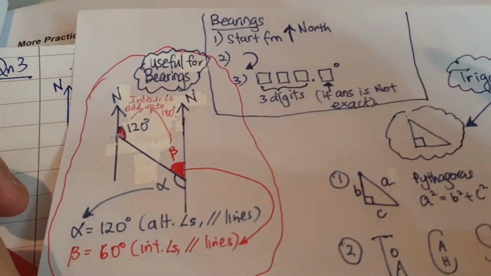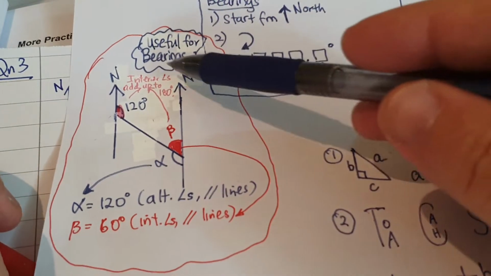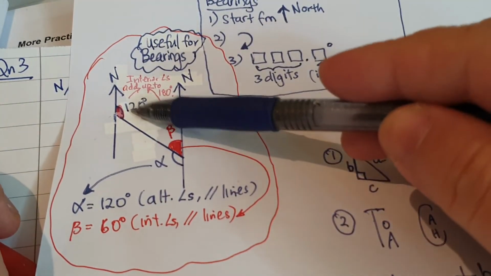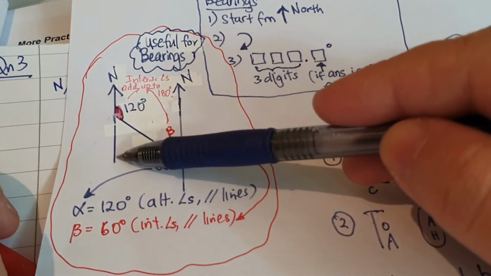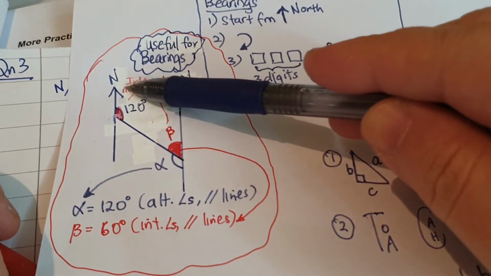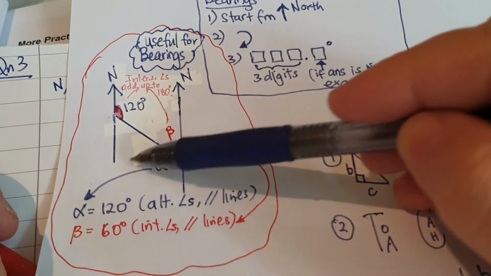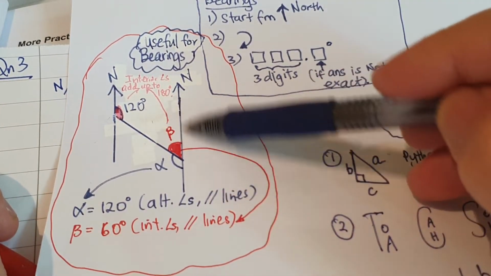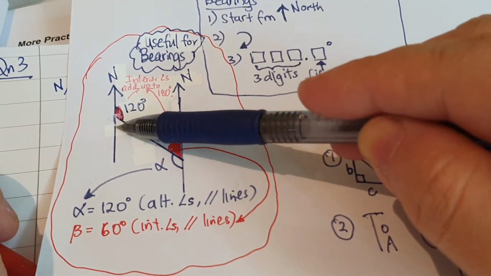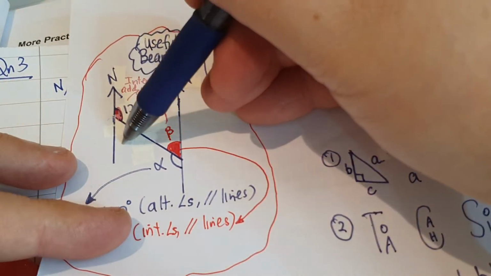Yeah, given you this, so this is the main thing about bearings, and these are the useful things about bearings. These two add up to 180. This Z here means that this alpha is 120. Similarly, there's a Z here, so these are alternate angles also. This will be beta if you want to find this angle.